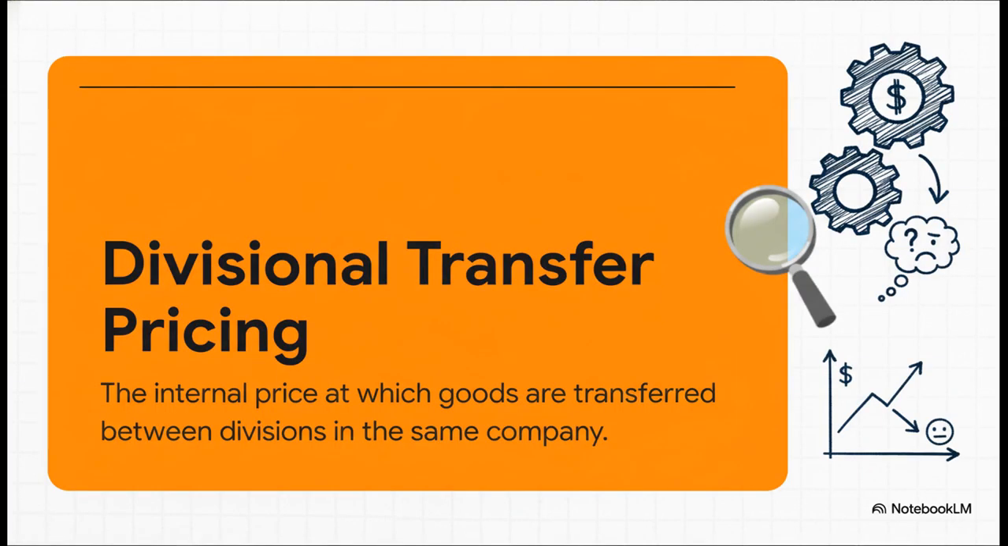So this internal price directly hits each division's profit report, and here's the crucial part. It drives the behavior of the managers. If you get this price wrong, you'll see managers start to prioritize their own division's profits over what's actually best for the company as a whole. And that is a huge problem.